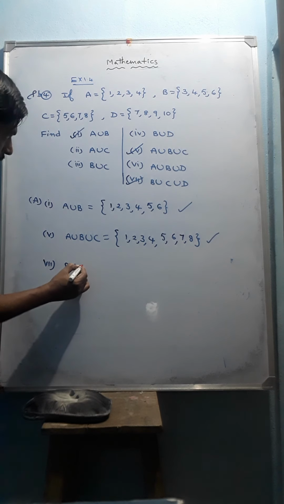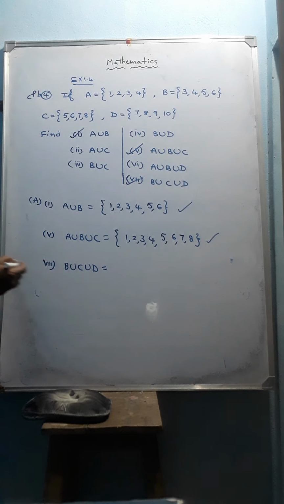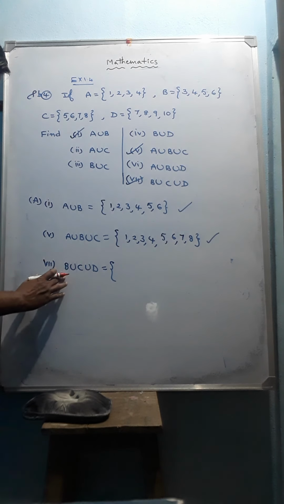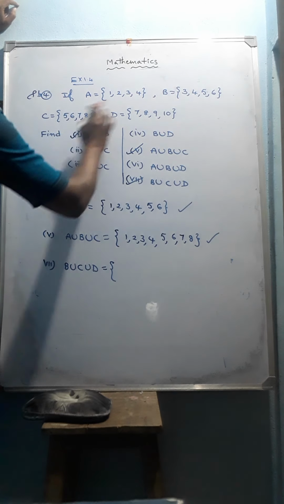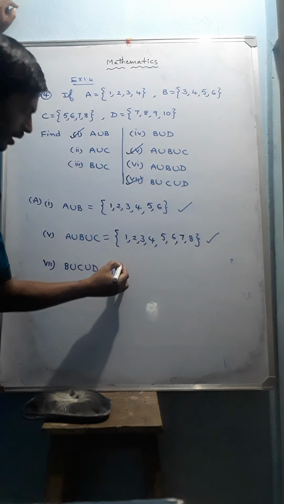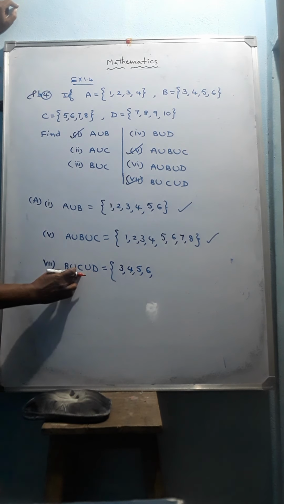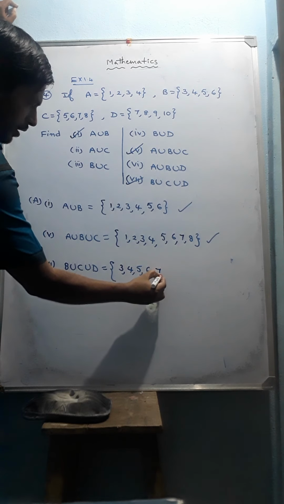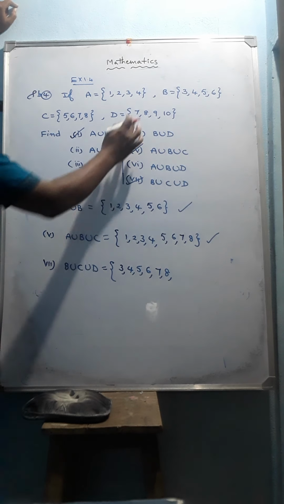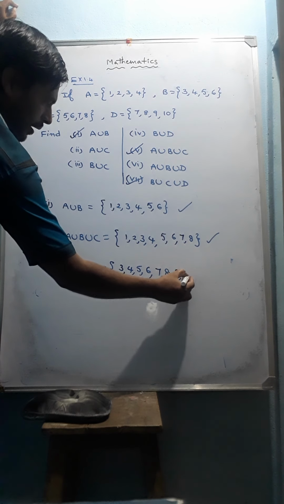B union C union D, that is equal to. So now the combination of B, C, D set elements. First write down B set elements. So 3, 4, 5, 6. Next C set elements: 5, 6, 7, 8. Already 5, 6 is over. So 7, 8. Next D set elements are 7, 8, 9, 10. 7, 8 is over. So next 9, 10.